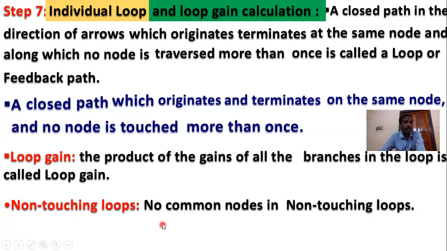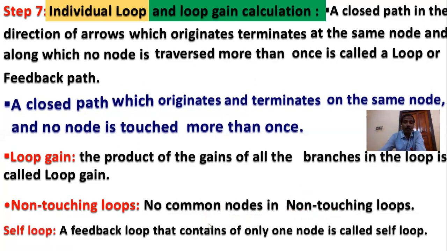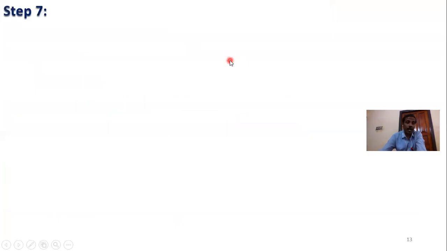And what are non-touching loops? Loops with no common nodes are non-touching loops. And what is a self loop? A feedback loop that consists of only one node is called a self loop. So what is the signal flow graph's idea of a self loop?